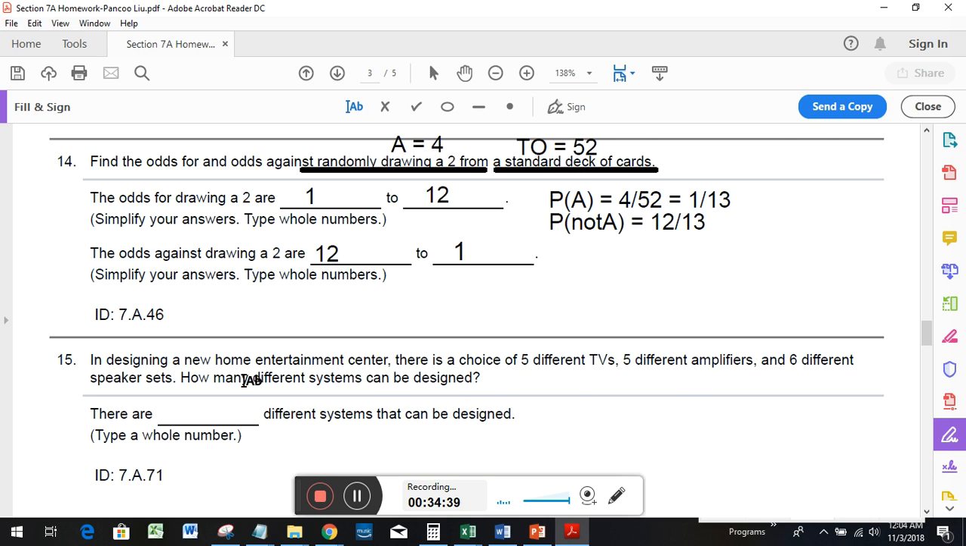Number 15 is similar to number 1 and number 11, basically figuring out total outcome by multiplying all your choices together. So I'll skip this one here.